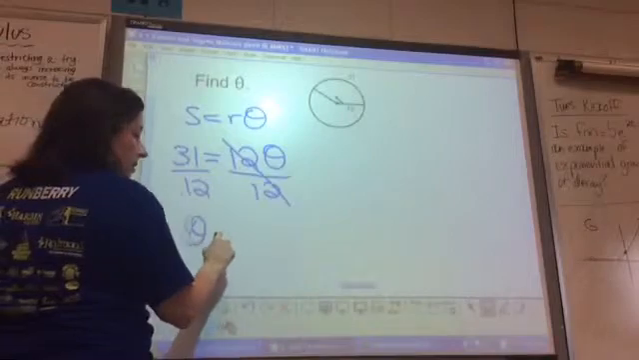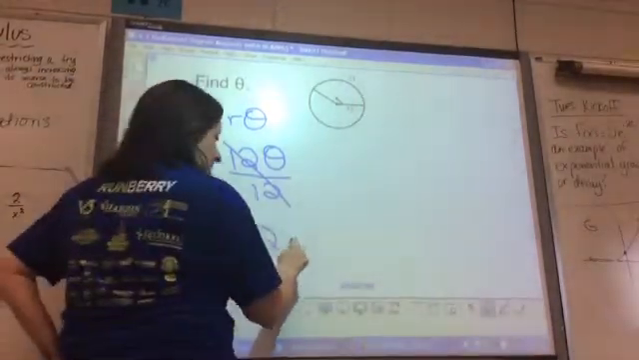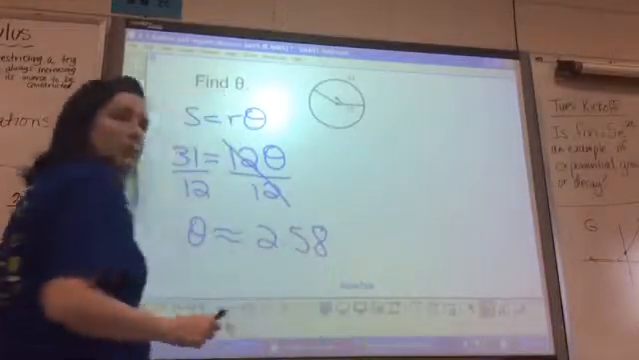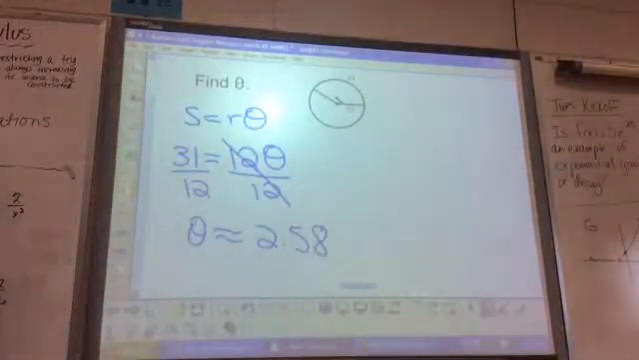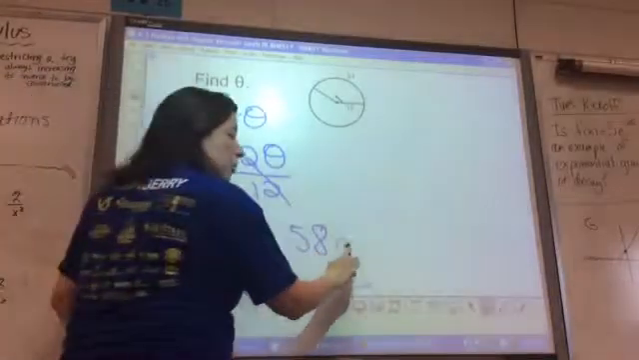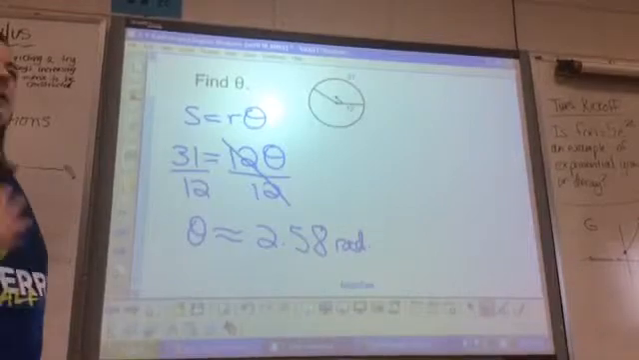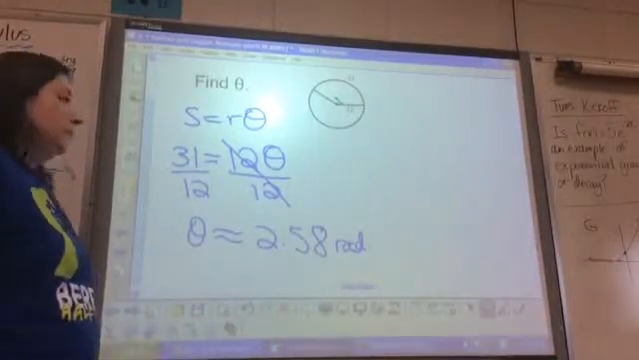So theta will equal about 2.58. All right, 2.58. I'll stop it right there. So theta is about that much, just from dividing. Now, when you look for theta, it's automatically in radians. You don't have to put it in radians. It automatically comes out in radians.